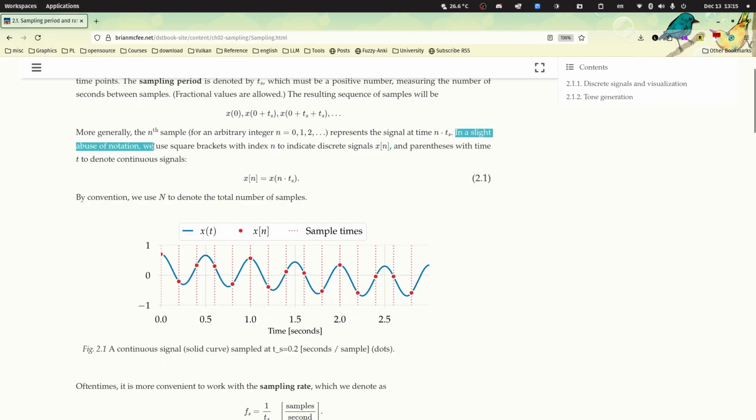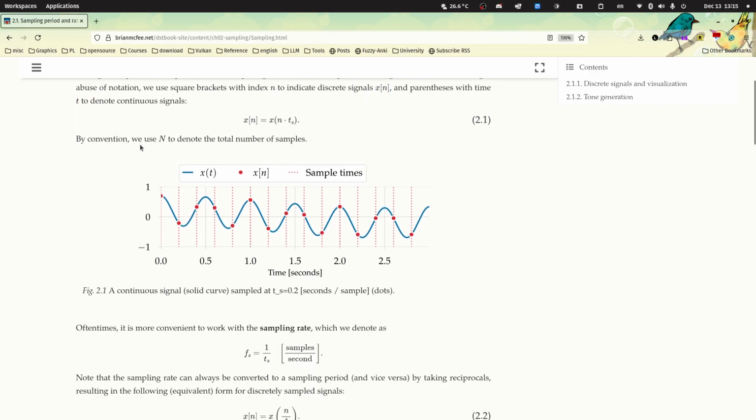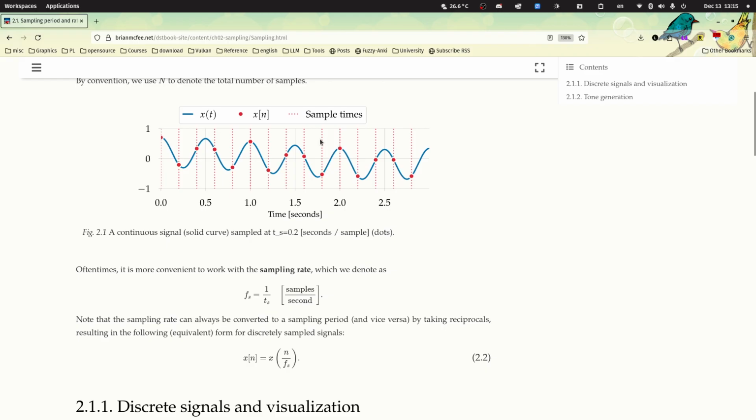In a slight abuse of notation, we use square brackets with index n to indicate a discrete signal, and parentheses with time t to denote a continuous signal, so we get the following. By convention, we use uppercase N to denote the total number of samples. Oftentimes, it's more convenient to work with the sample rate, which we denote as the inverse of the sample period.